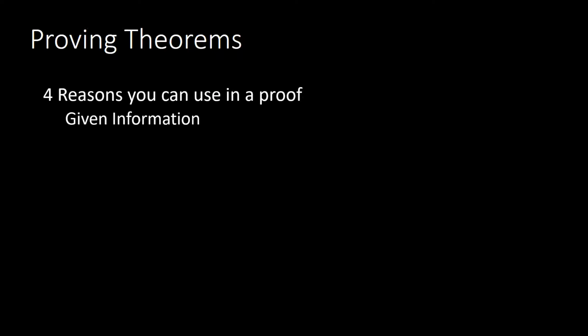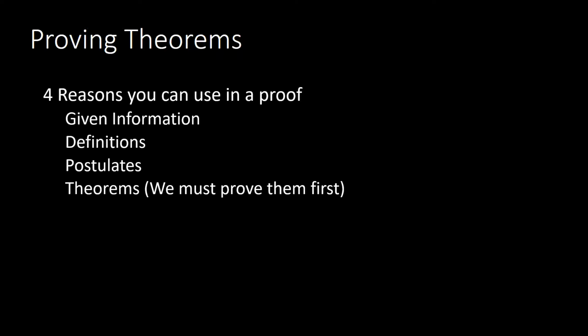Now, when you're proving theorems, there are 4 things that you can use to prove a statement to be true. Those 4 things are given information. We can also use definitions. We can use postulates, which, remember, are just statements that do not need to be proven. And then we will be able to use theorems as well. Theorems, however, need to be proven first before you are allowed to use them.